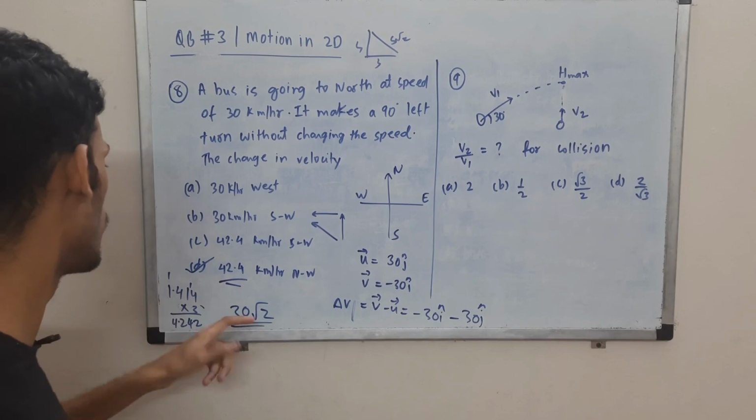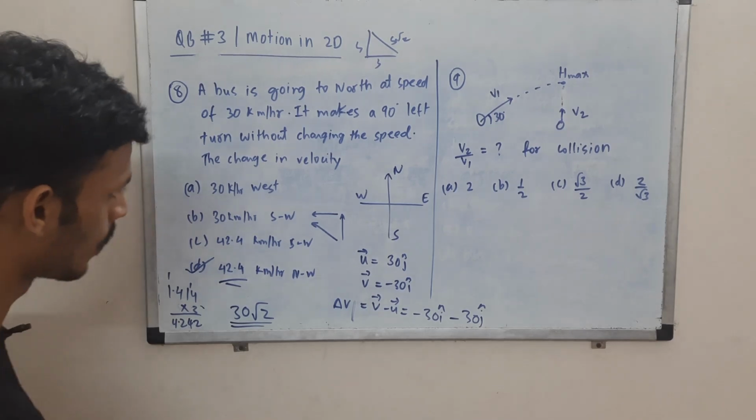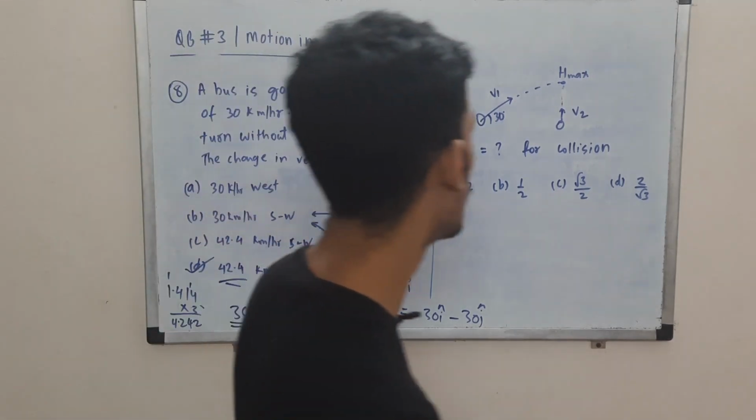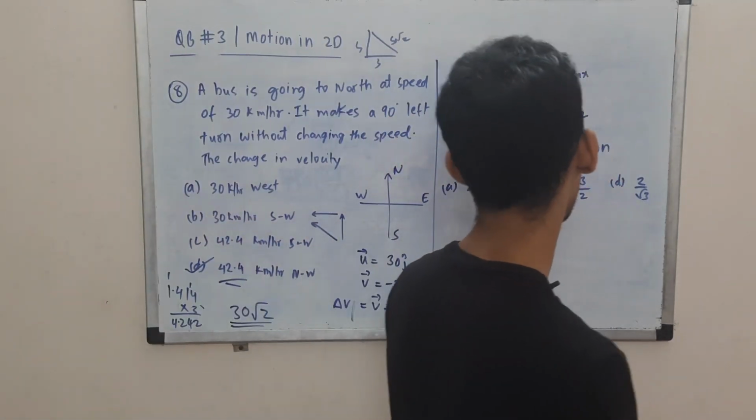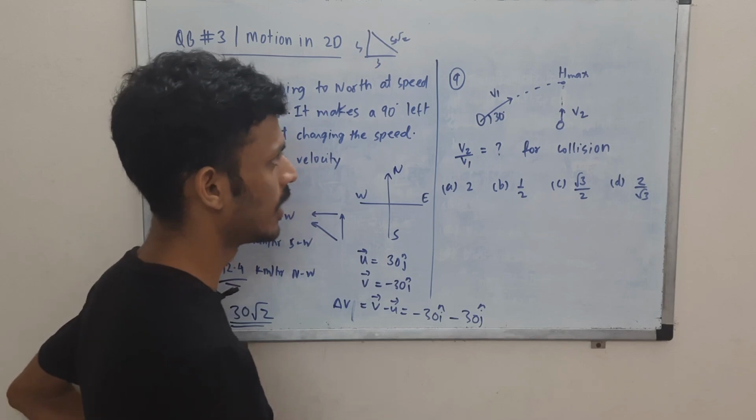Okay, so that is 42.4 kilometers per hour in the northwest direction. So that's your answer. Now here I don't have the question in exact wordings, but I'll make you understand the scenario.